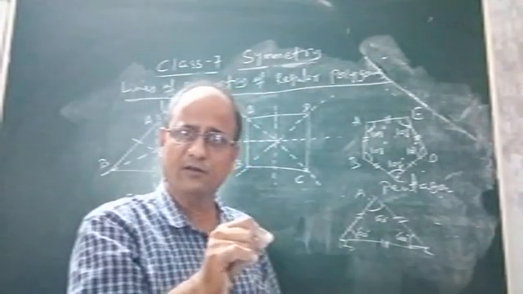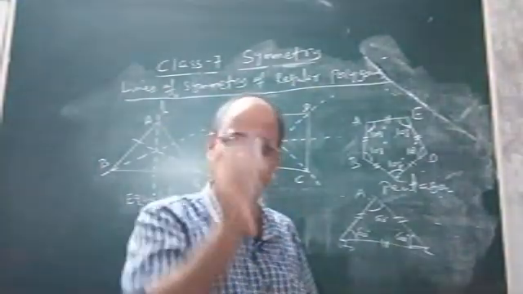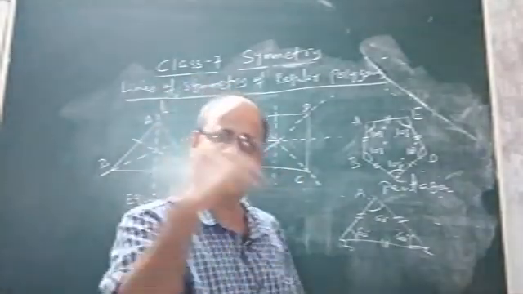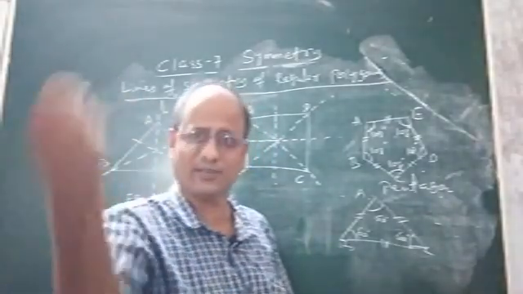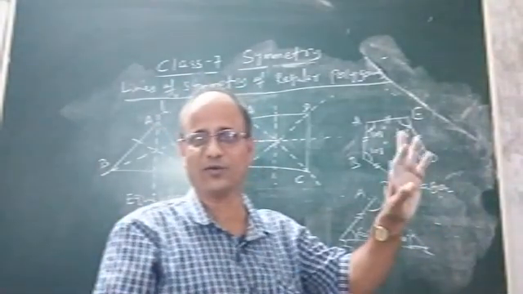But consider the case of a square. In a square all the 4 sides are equal and each angle is 90 degrees. As all the sides are equal and each interior angle is the same, we can say that a square is a regular polygon, but a rectangle is not a regular polygon.